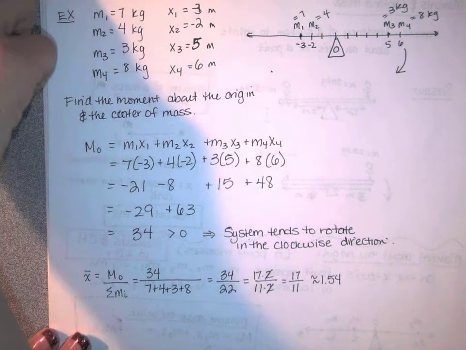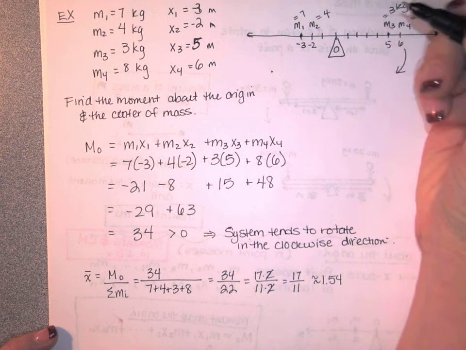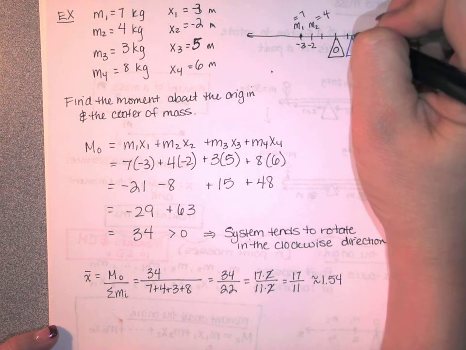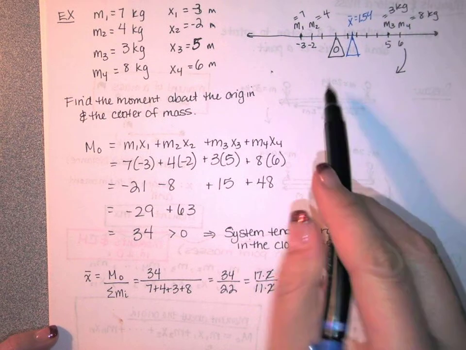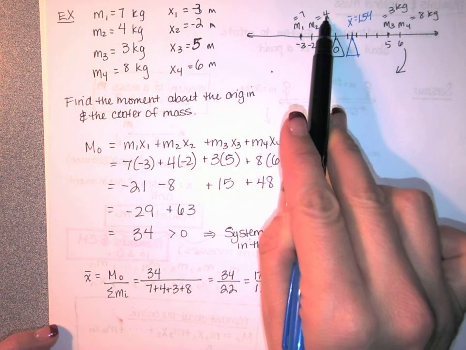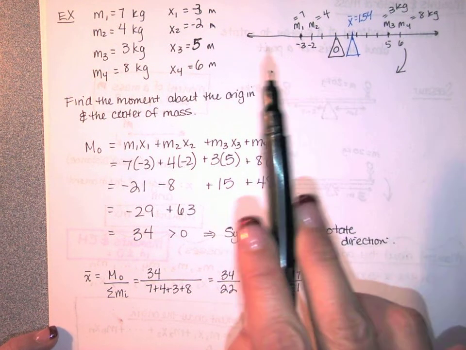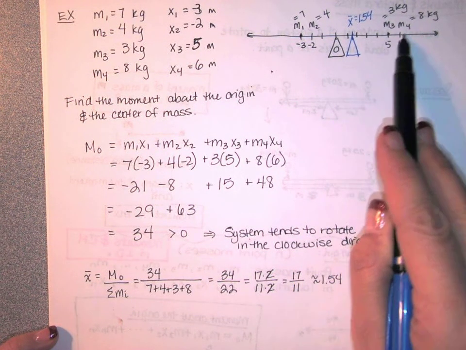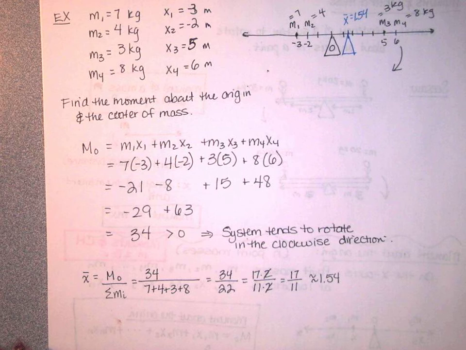Okay, so we move that fulcrum point to 1.54. And now this distance times 4 plus this distance times 7 is going to be equal to this distance times 3 plus this distance times 8. This is my new balance point.